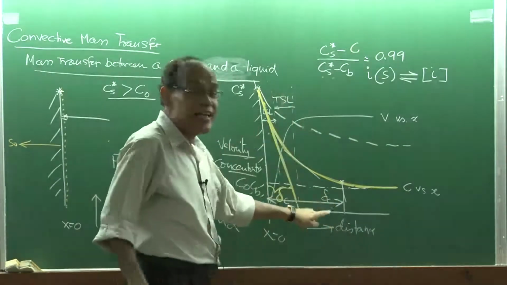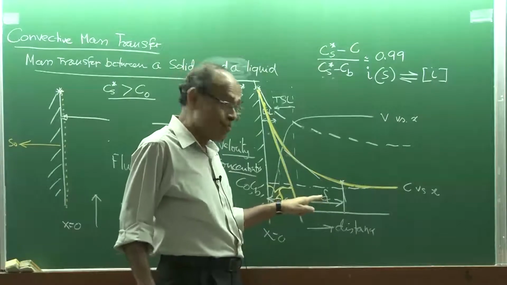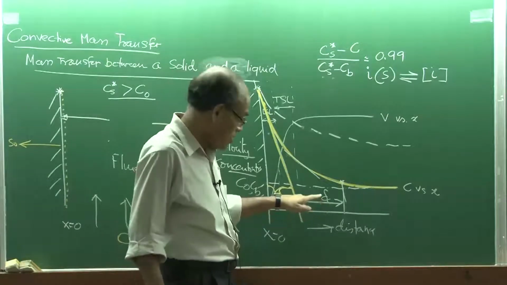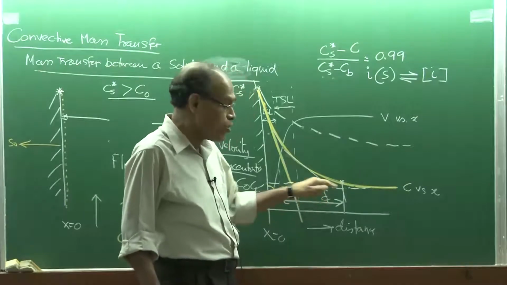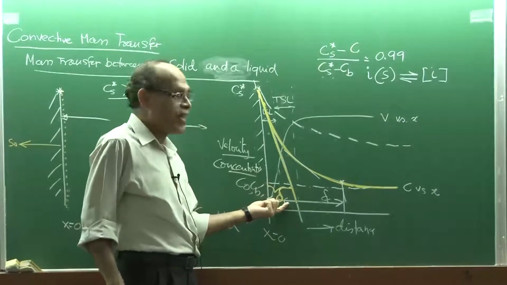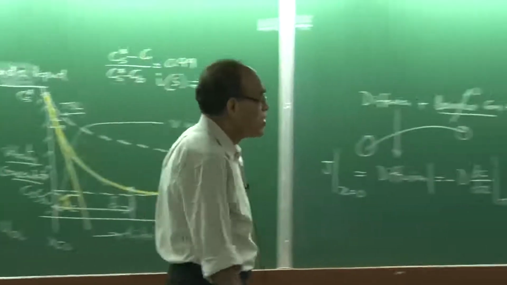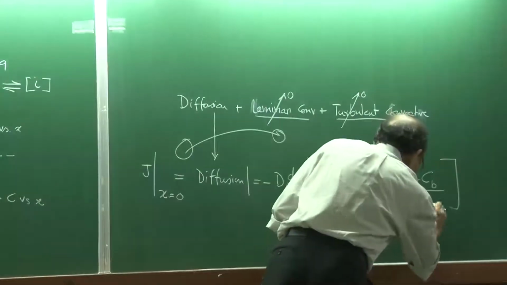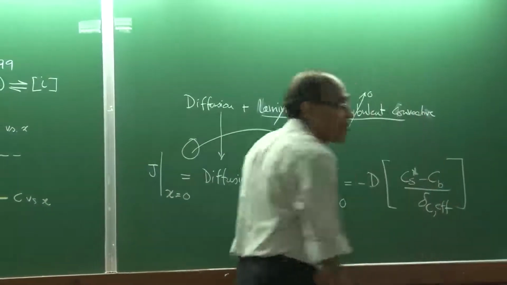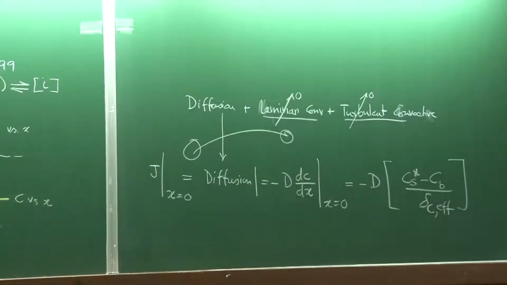So, delta sub T is the thermal boundary layer thickness, delta sub V is the velocity boundary layer thickness, and delta sub C is the concentration boundary layer thickness. But that is not the boundary layer thickness, but it gives us a good measure of the flux at the surface. This term is called the effective concentration boundary layer thickness, and it is denoted by delta sub C comma EFF.